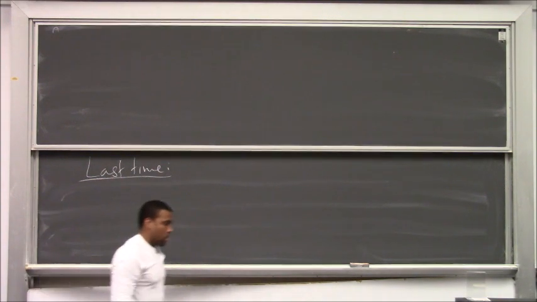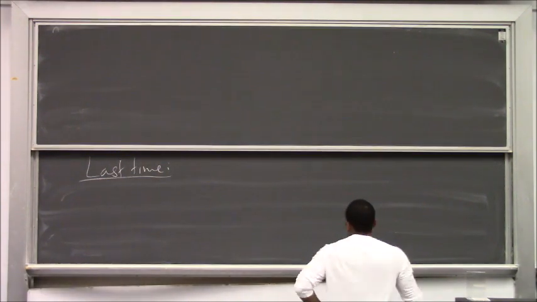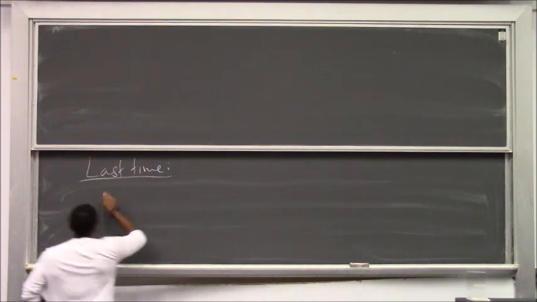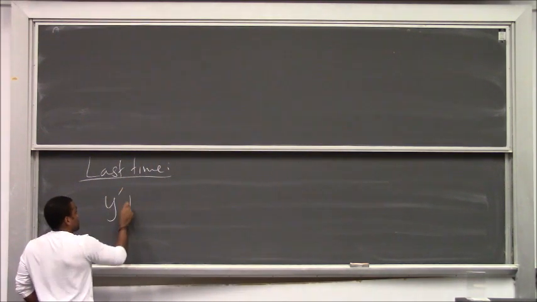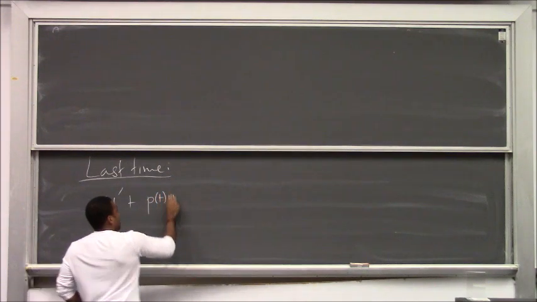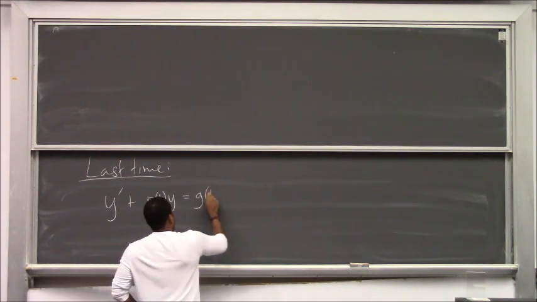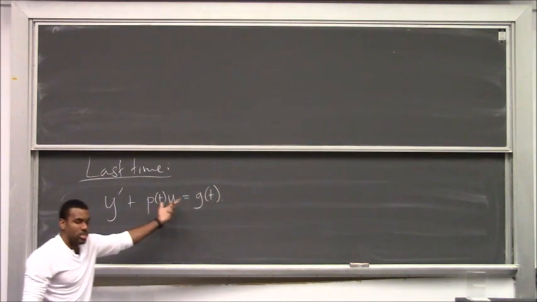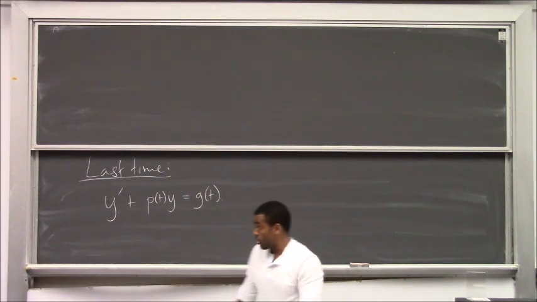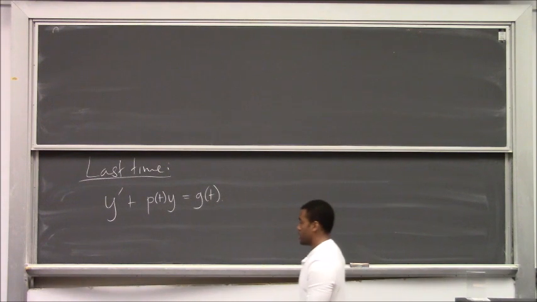We discovered something called a linear first order ODE. It had the form, what was the form? Y prime plus... Right, so that's the form of a first order linear ODE. You can use X or T, I don't particularly care, but that's the general form. And we saw how to solve this.